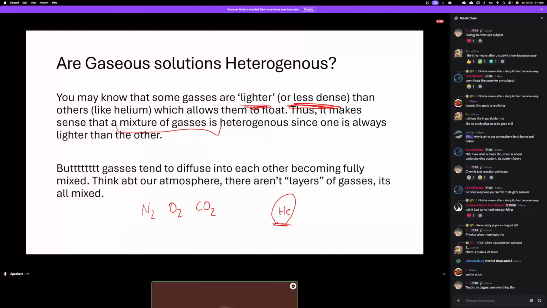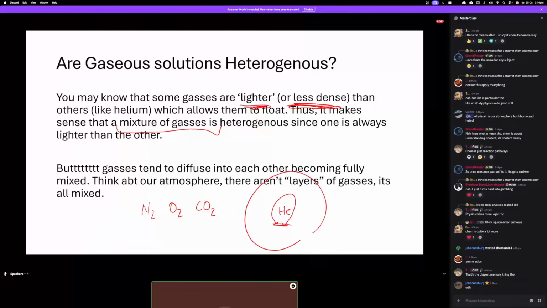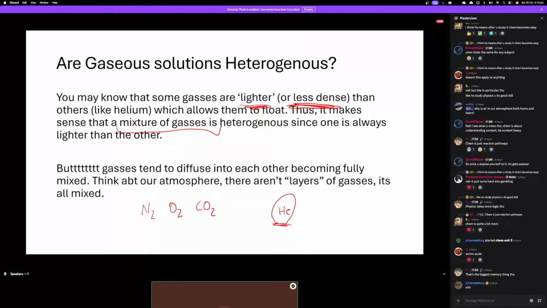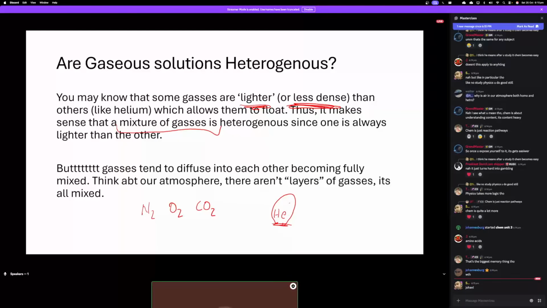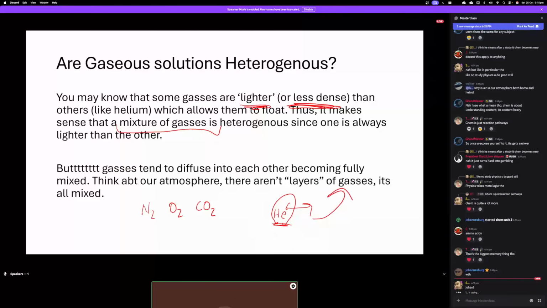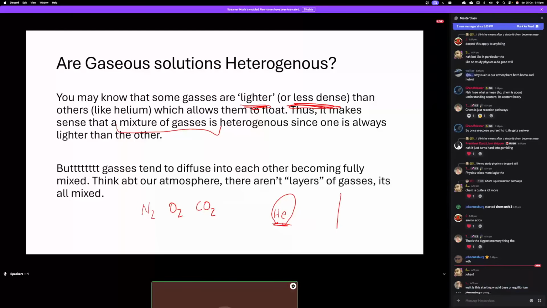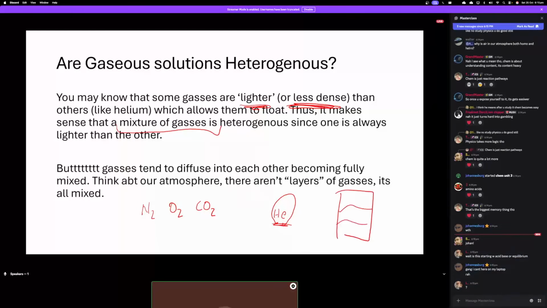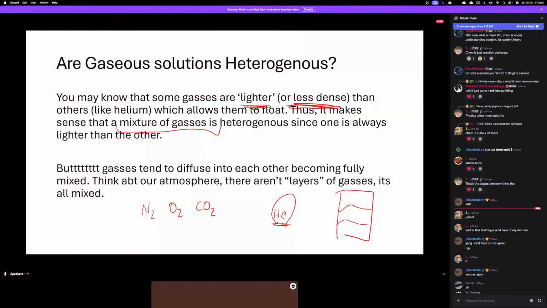But I used the example of a balloon to say that when I have a balloon filled with helium, the helium inside the balloon can't mix with the surrounding air. That's why the helium floats. The helium is less dense. But even though it's less dense, we don't get separated layers of gases. That does not happen, right? Cool.